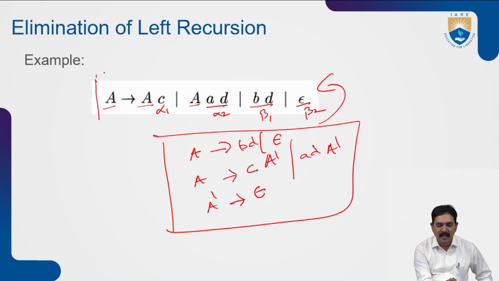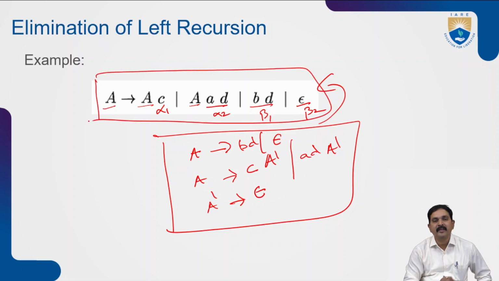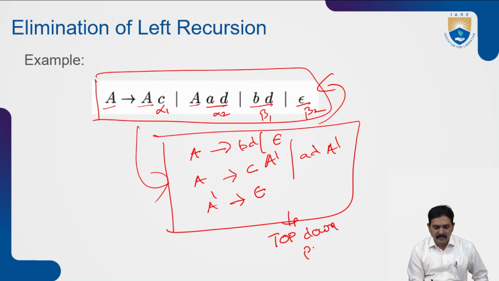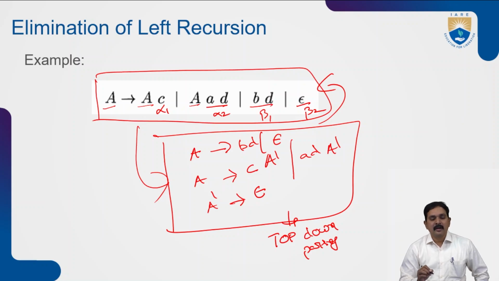Initially the grammar has the left recursive format. After applying the elimination of left recursion, these are the resulting productions. What is the advantage? These kinds of productions are useful for top-down parsing. Top-down parsing expects all productions to be in non-left recursive format only.